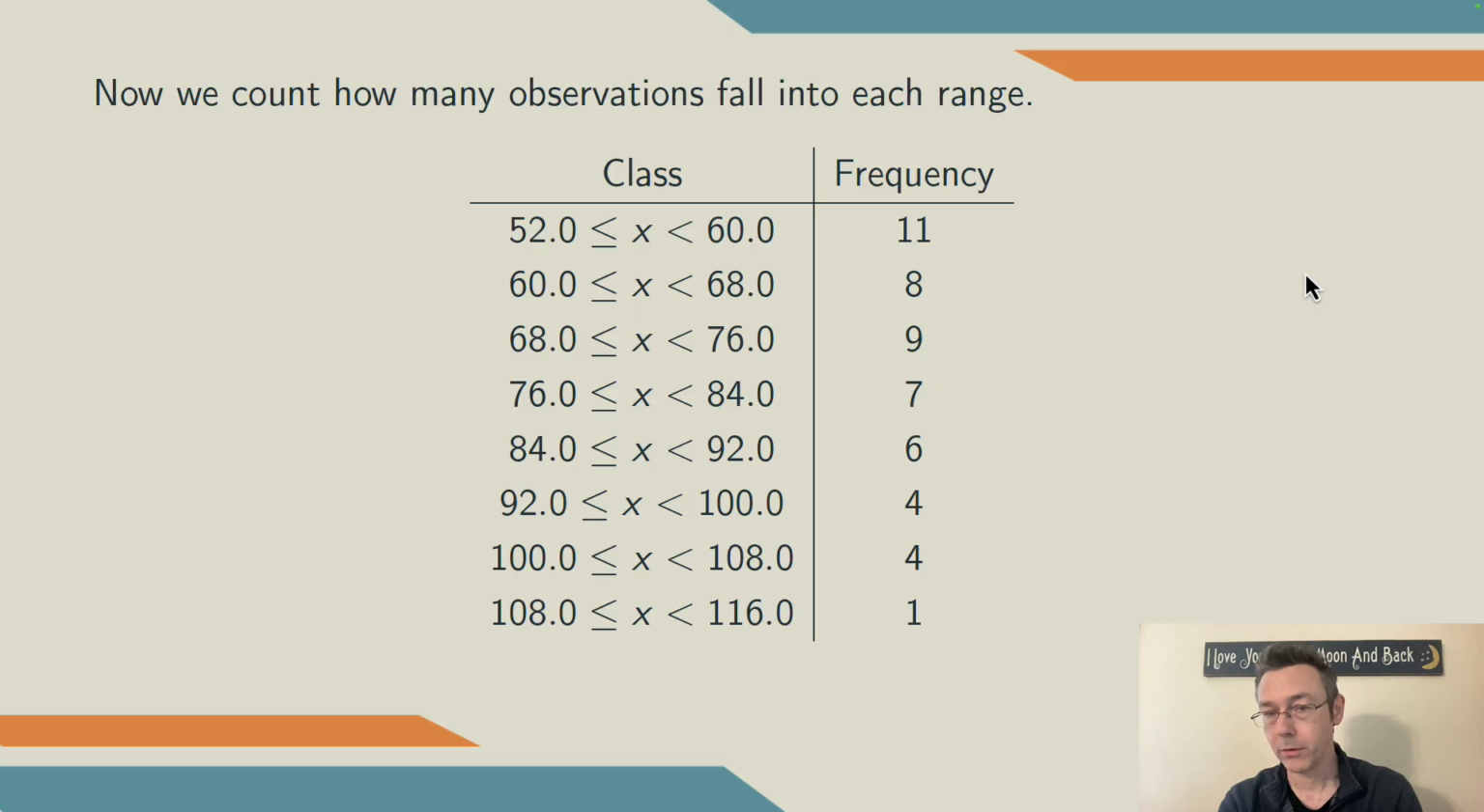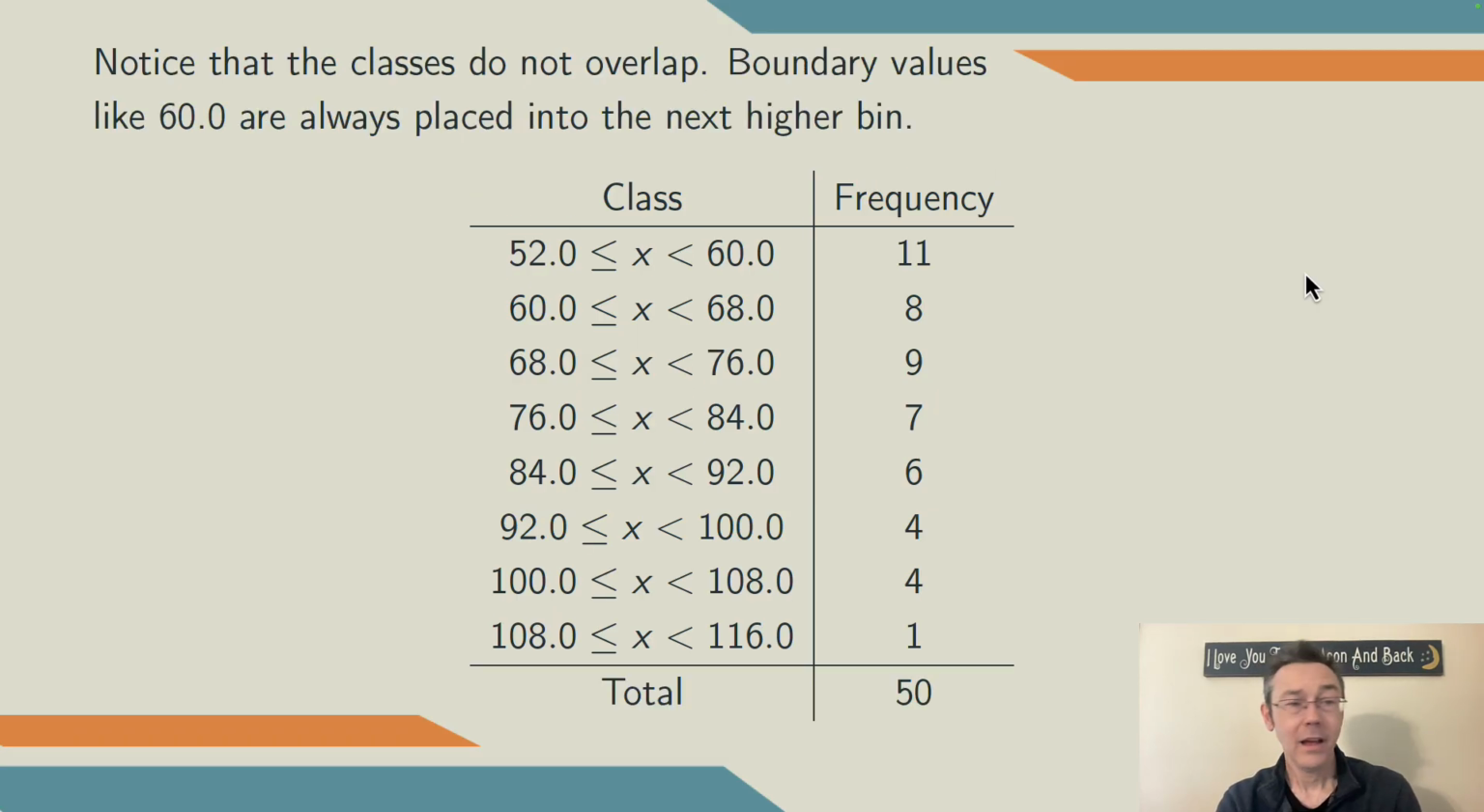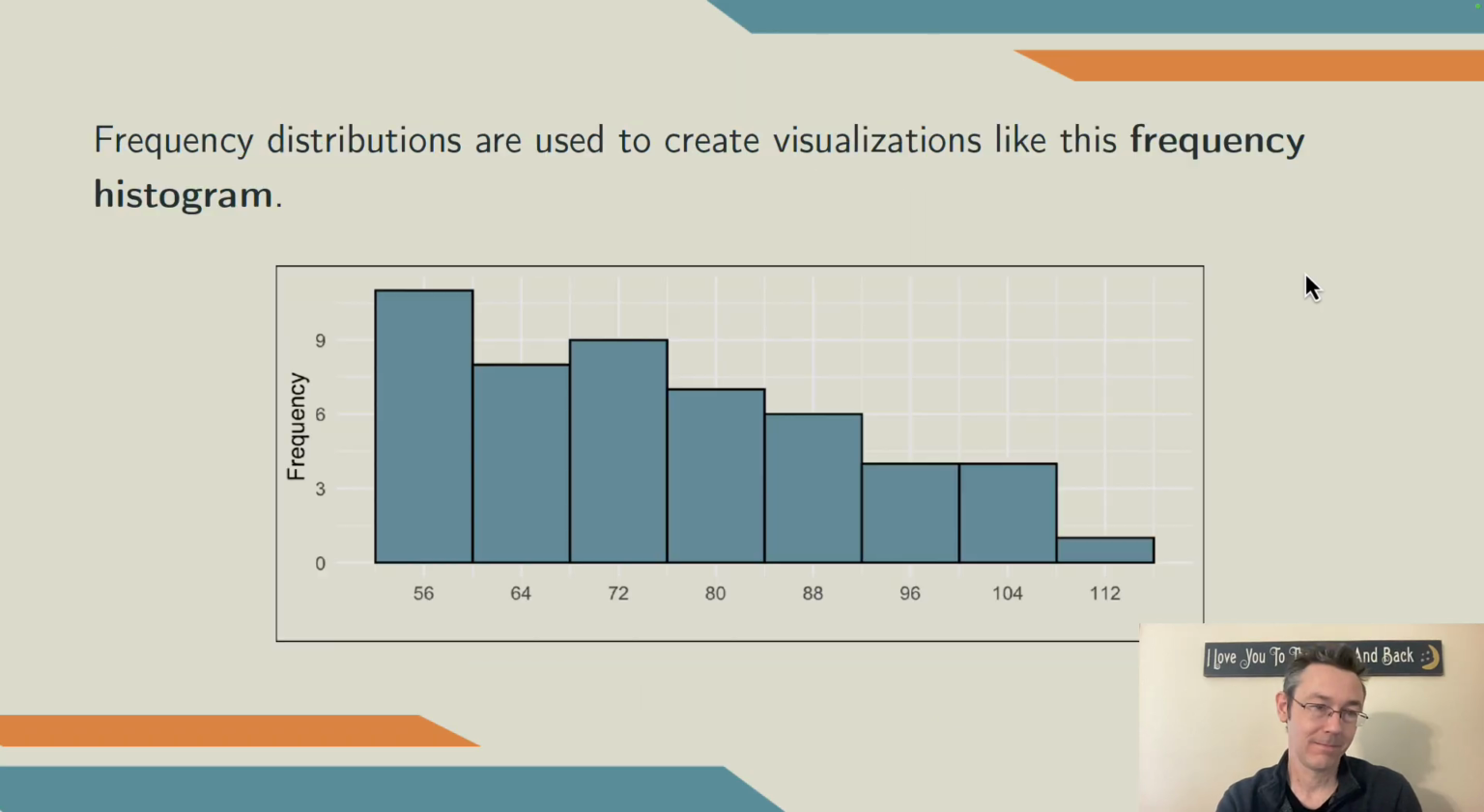So I won't put you through the whole counting process here. Suffice it to say that in this data set there's 11 observations that are at least 52 and not greater than 60. There are 8 that are at least 60 and not greater than 68, and so on. Again, these classes do not overlap. Boundary values like 60 are always placed into the next higher bin. Also notice, just as a quick check, that if we add up all these frequencies, we get 50. That should always be the total size of the data set.